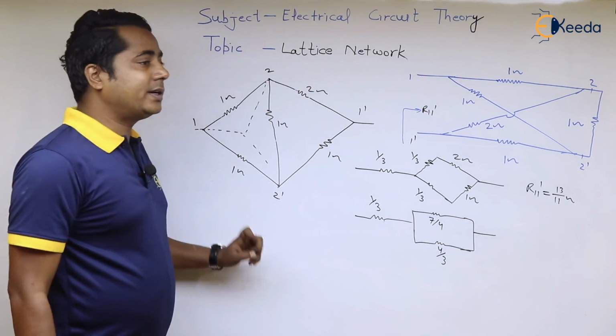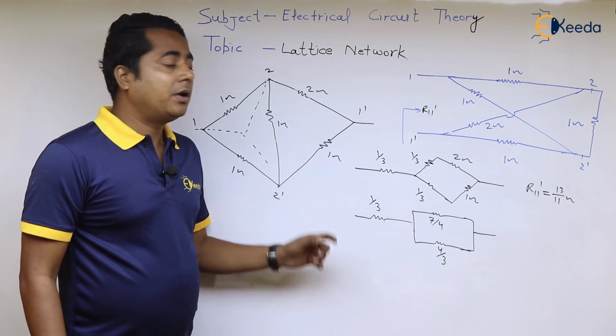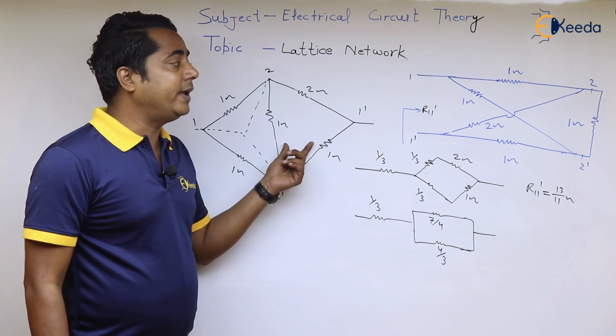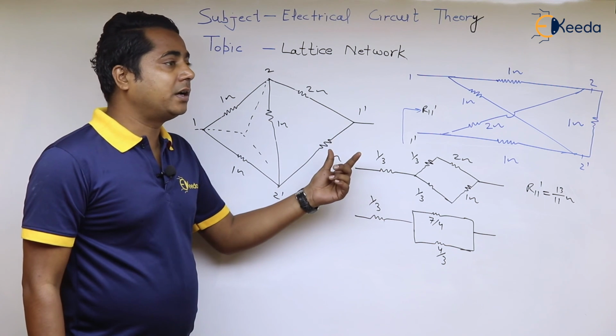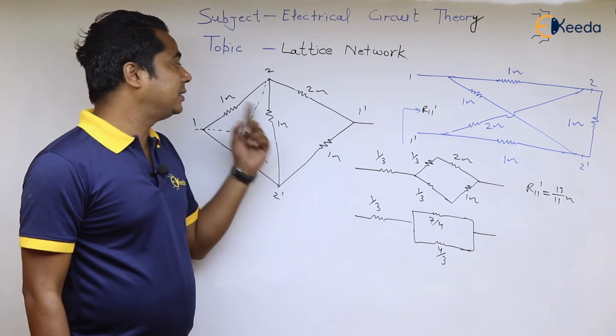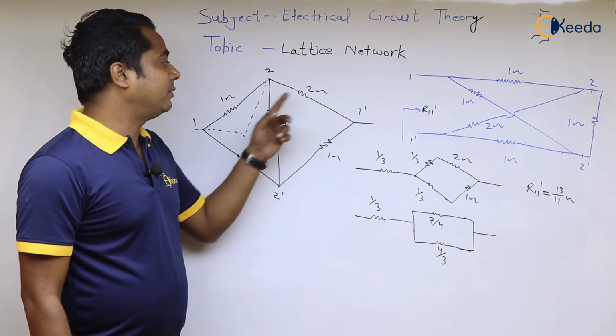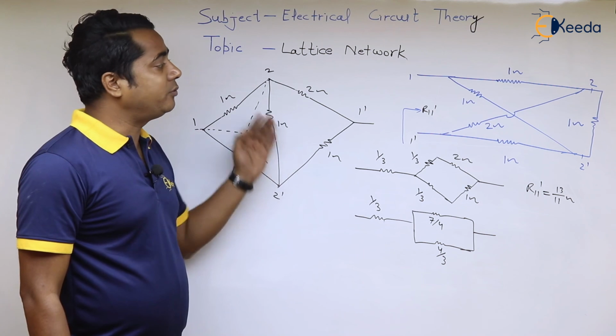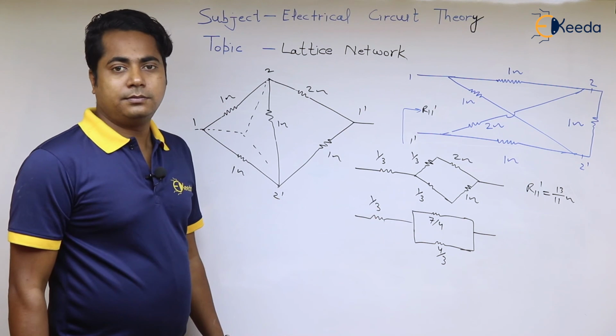So solving this question, we have to be very cautious about which delta we are converting to star, and we cannot directly solve the lattice network. So we have to check whether this is equal to this, and if it is not, then we have to apply this method. Thank you.